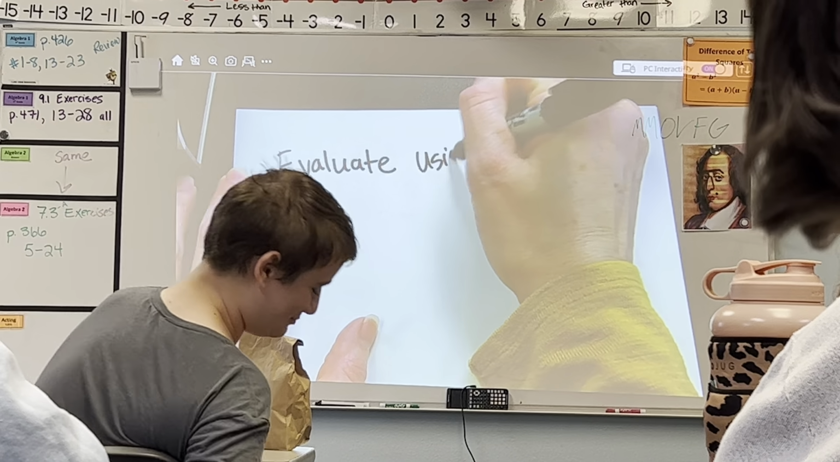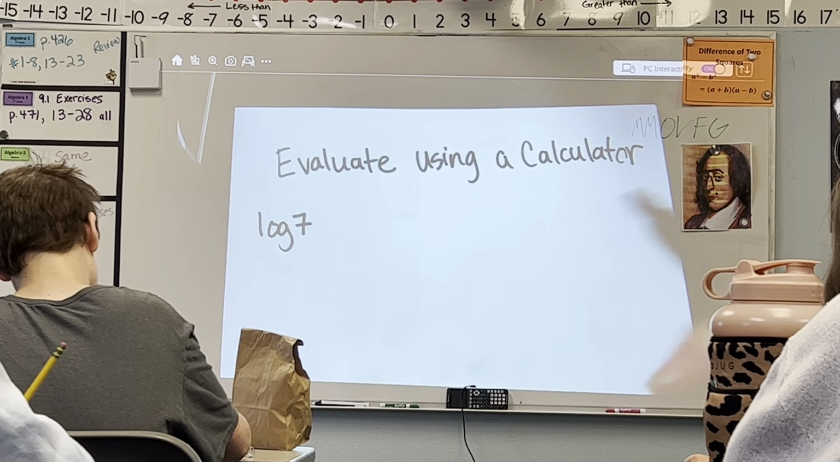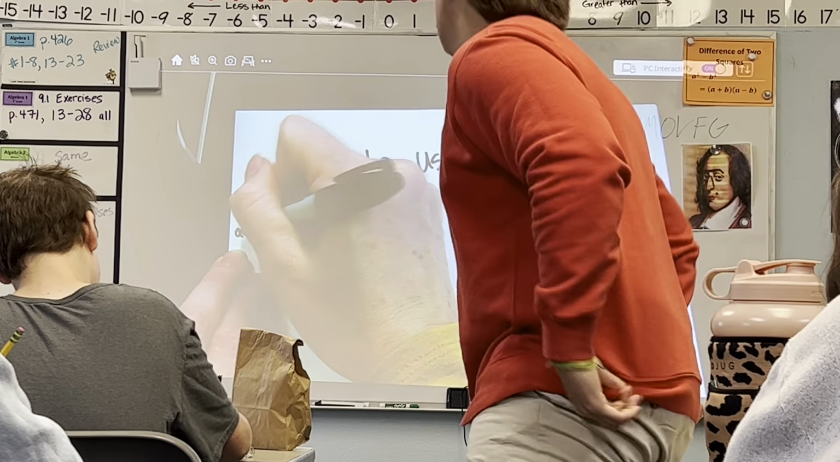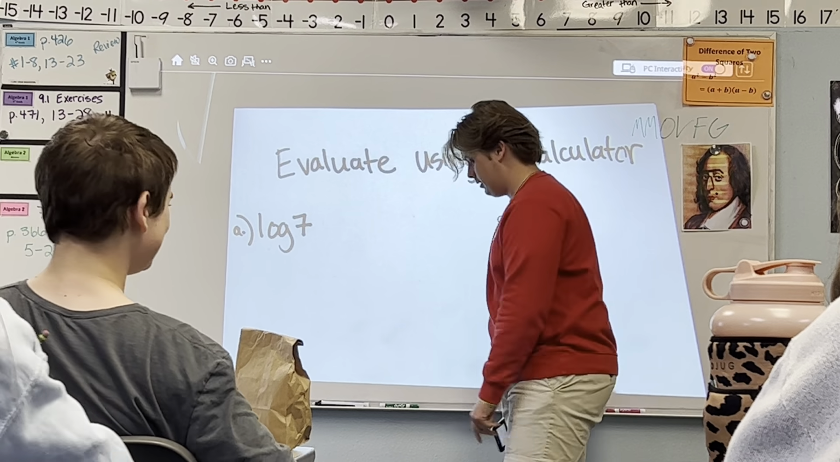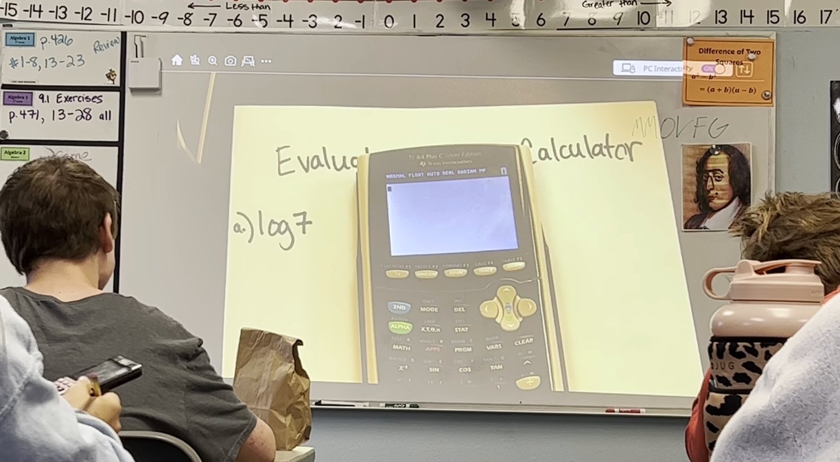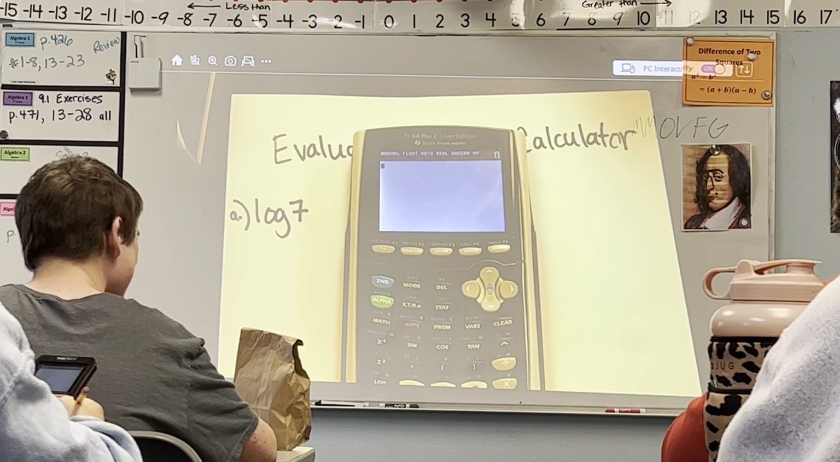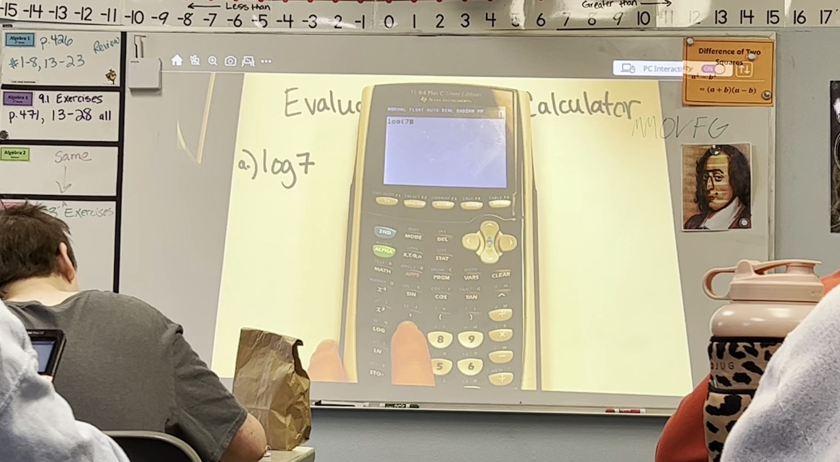Now here's the fun part. What's this? Log of 7. There is no base, so what base is it? Base 10. And this is the button that you have on your calculator. If it says to use a calculator, then it's going to be one of these two. So you just do log of 7.